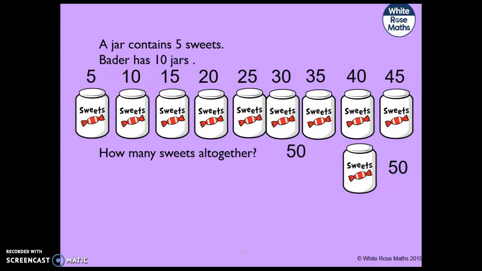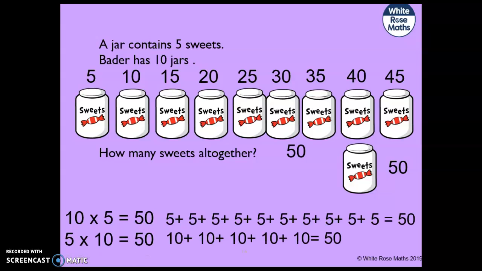If we were to do the same as yesterday and work through and write as many number sentences as possible for that, then we would have 10 times 5, because we've got 10 groups of 5 equals 50. We can swap those around, so then we've got 5 groups of 10, which also equals 50. And then if we do repeated addition, I've got 10 lots of 5 and 5 lots of 10. Okay, so we've got 4 number sentences there.